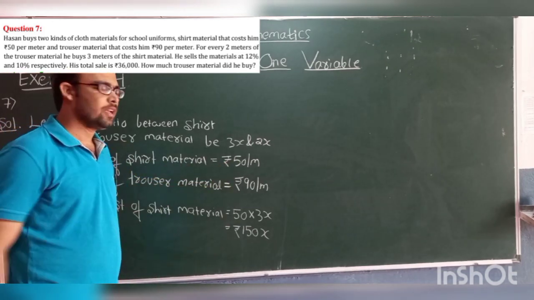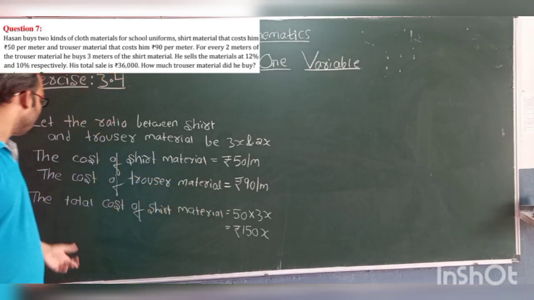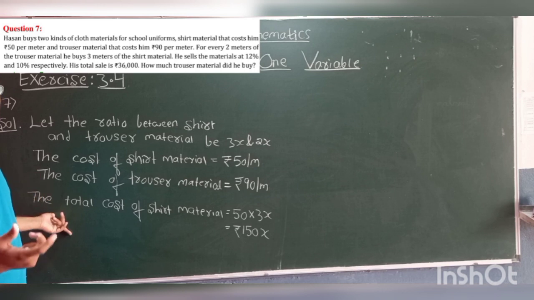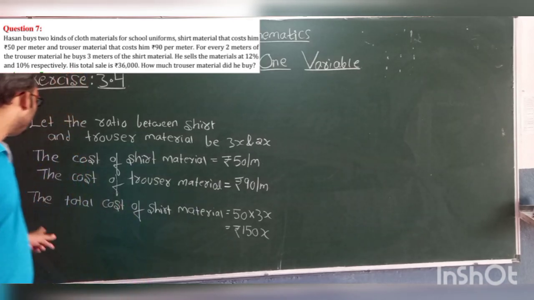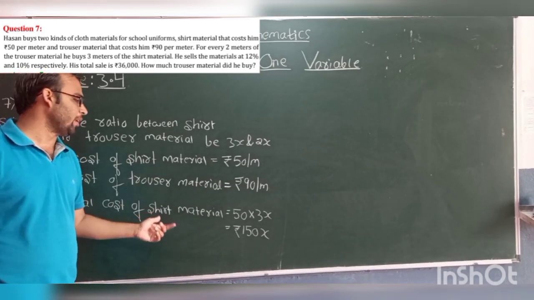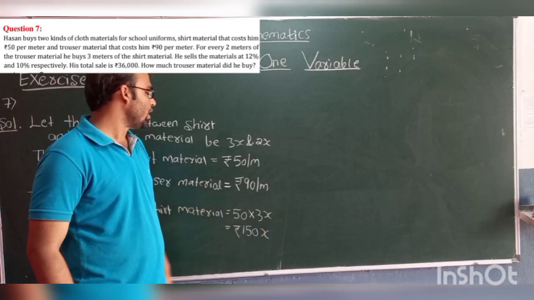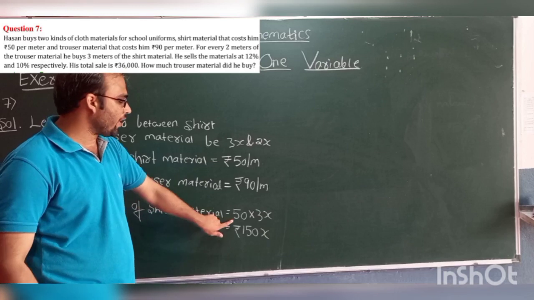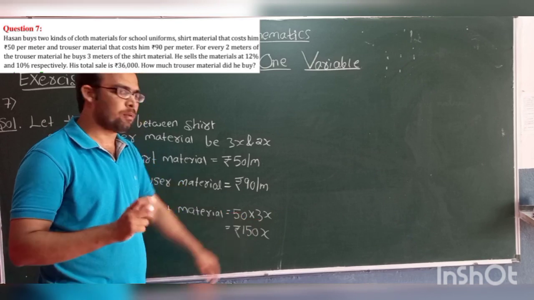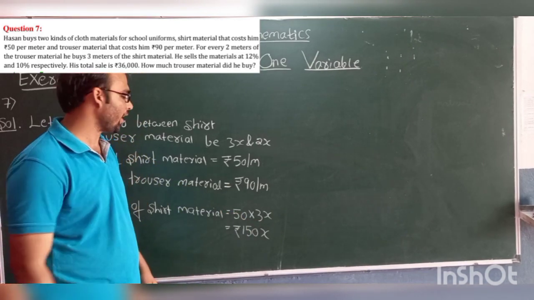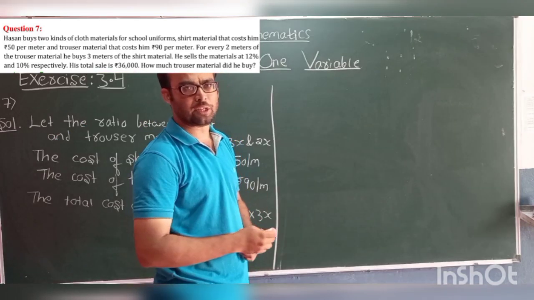what? Rupees 50 per meter, and the cost of trouser material is what? Rupees 90 per meter. And we don't know the amount of trouser material or shirt material that has been bought. Okay, so let the total cost of shirt material be 50 into 3x. Why 50 into 3x? 50 is the cost of shirt material per meter and 3x is the amount of shirt material that has been bought. Okay, so here 150x. Now we'll see the selling price of shirt material.